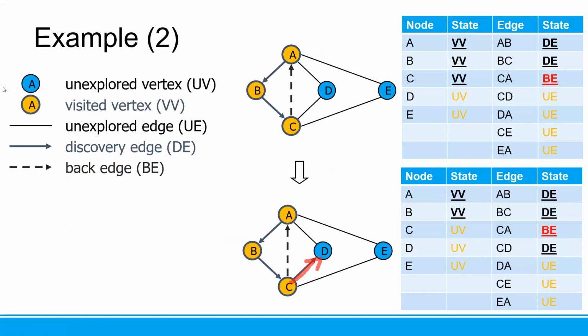incident edge. We will go to another incident edge, and we will check the opposite and make sure that the opposite is unexplored. So D is not visited, or sorry, not unexplored vertex. It's not visited. Oh, this one should be visited. Sorry. So D is not visited. Then we can choose this one as the discovery edge.